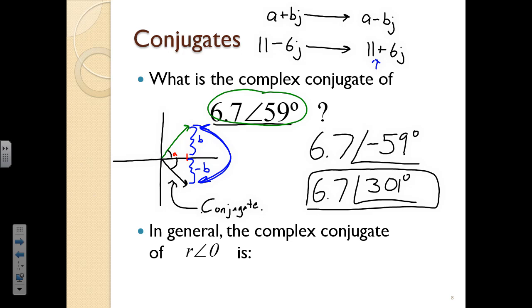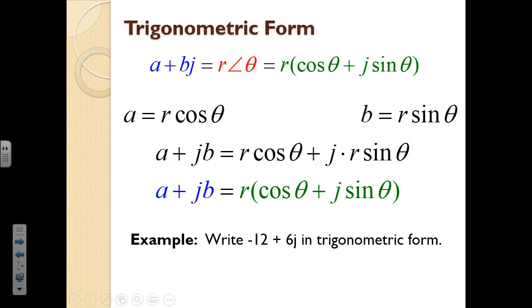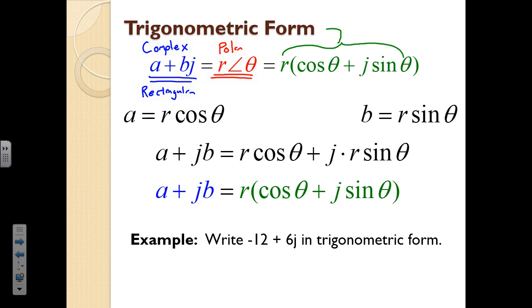And in fact, you can generalize that and say that in general, the complex conjugate of any number in polar form is going to be same magnitude at opposite angle. Okay, there's one more thing that we need to recognize here, and there's a third way to write a complex number. So we already know this form, which we call complex or rectangular. We're now familiar that we can also write this thing in polar form. But now we have another form called trigonometric form.